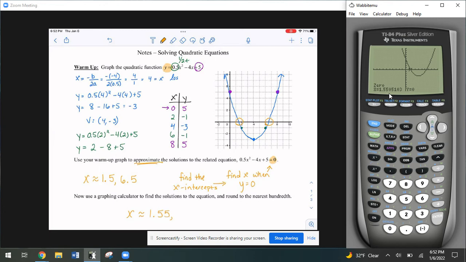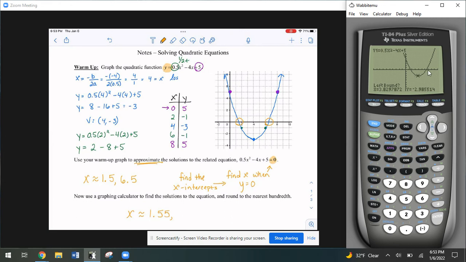This 1.5505103 from the calculator is still an approximation. It's not perfect, but it's a better approximation. So now we're going to go through that process again. So I'm going to go second, trace to the calculate menu, option 2. And now I'm going to do the same thing, but I want to choose a window around this point. So now left bound will be somewhere down here.